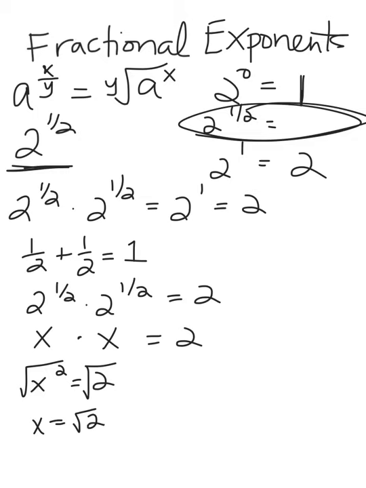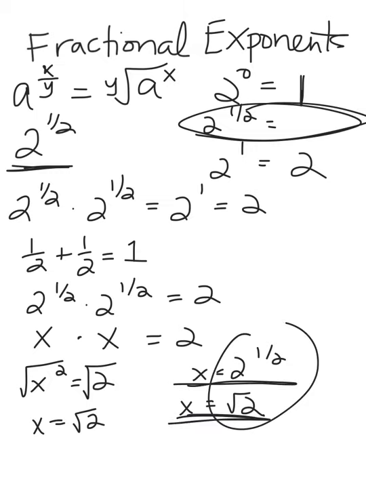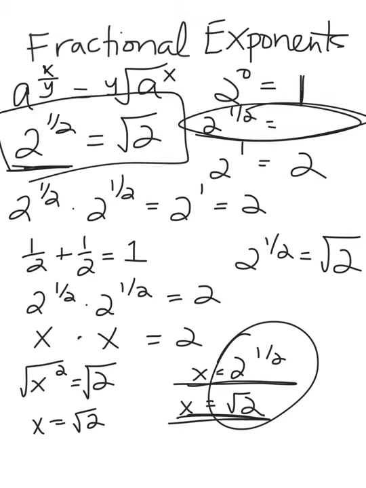But what was x? x was 2 to the 1/2, and x was square root of 2. So if x equals this, and x equals this, these two things should be the same. So 2 to the 1/2 is equal to the square root of 2. So we solved that problem. And we're going to look at some more examples with this in the next slide.